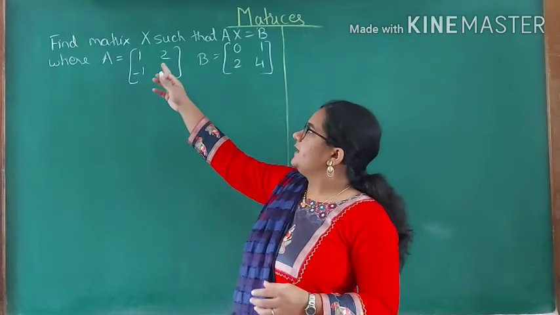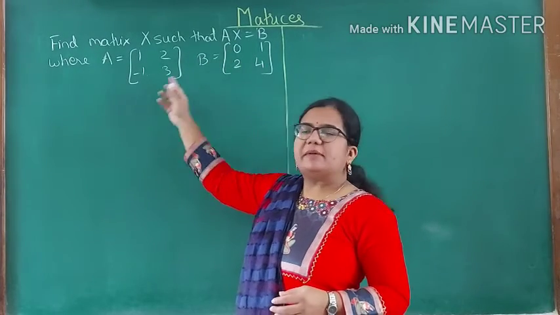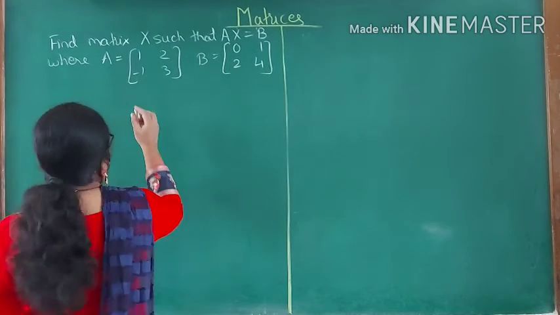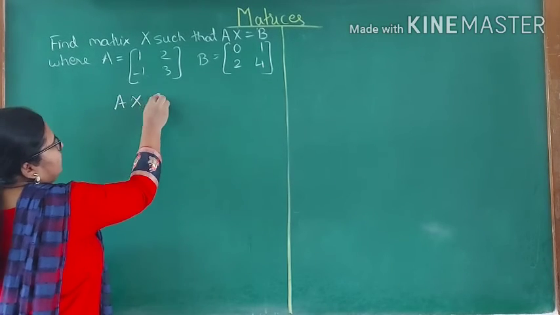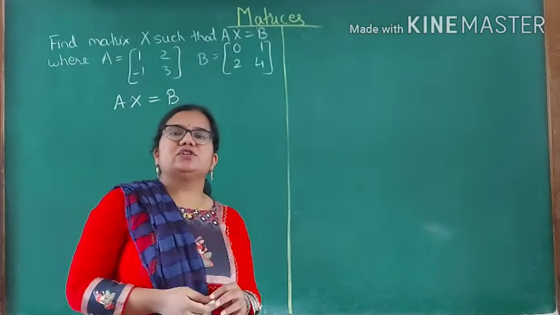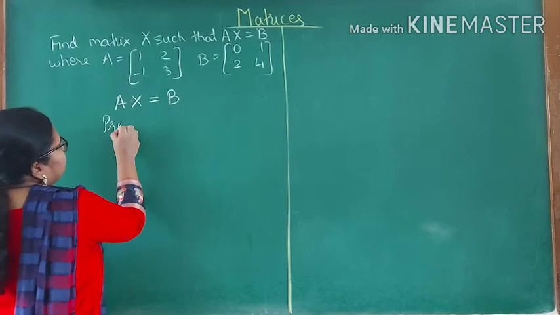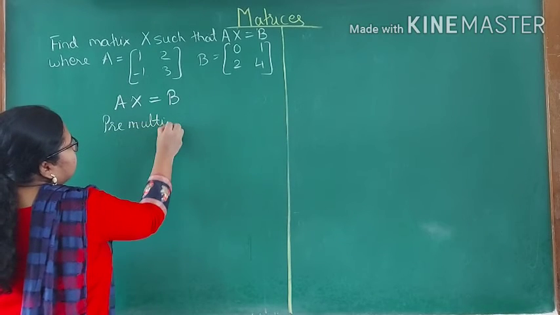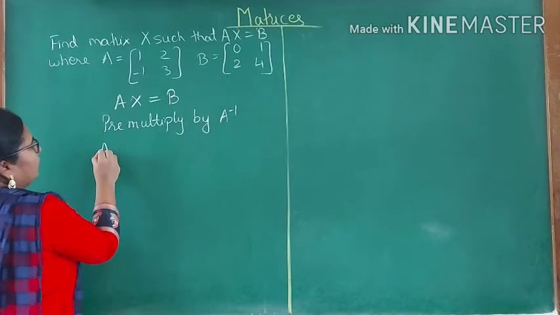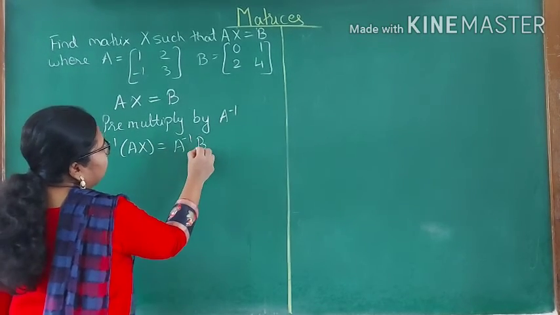In this example, find matrix X such that the equation AX equal to B is given, where matrices A and B are given to you. Now how to solve these type of sums? First you have to take the given equation, AX equal to B. Now you have to find matrix X. We have not studied division of matrices. So what we have to do here? We have to pre-multiply by A inverse. So A inverse into AX equal to A inverse into B.